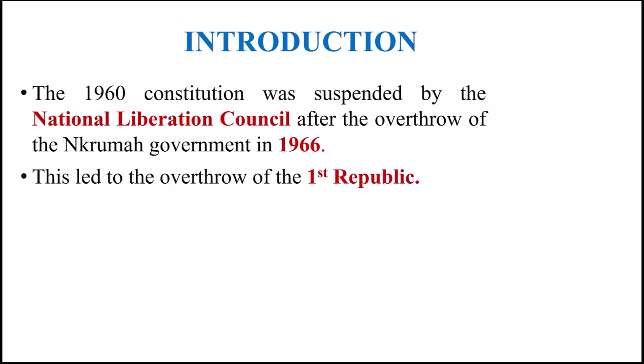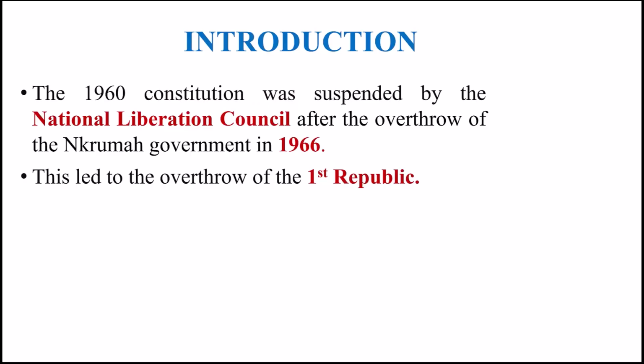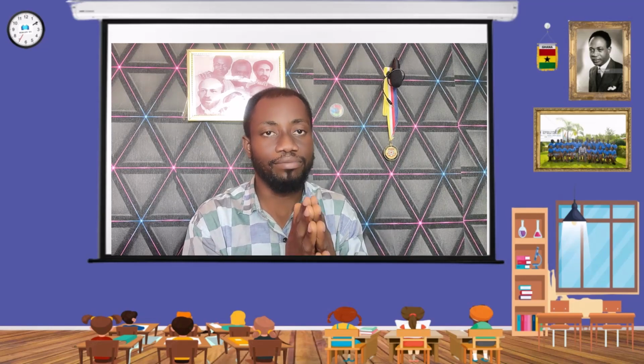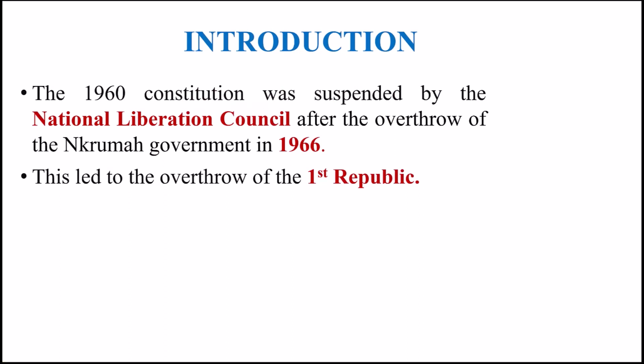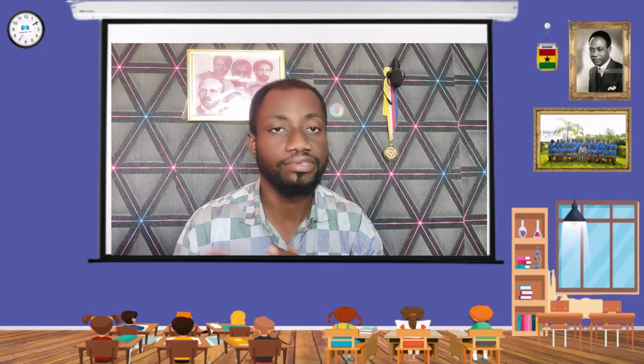Anytime a constitution is suspended through a military coup, that means that particular republic has been overthrown. With the suspension of the 1960 Constitution, the First Republic of Ghana, the CPP government, the Nkrumah government, had been overthrown. And anytime the military decides to return the country to civilian rule, it ushers in another republic. That is how the 1969 Constitution becomes the first constitution in the Second Republic of Ghana, which means that after the First Republic was overthrown, the Second Republic was ushered in with the 1969 Constitution.